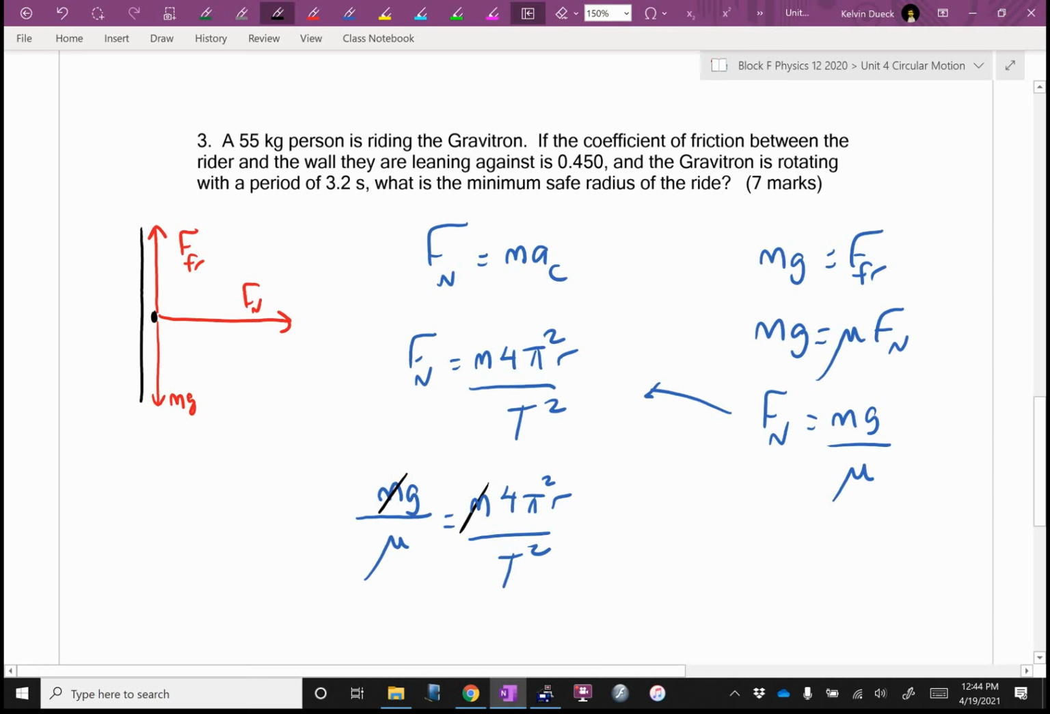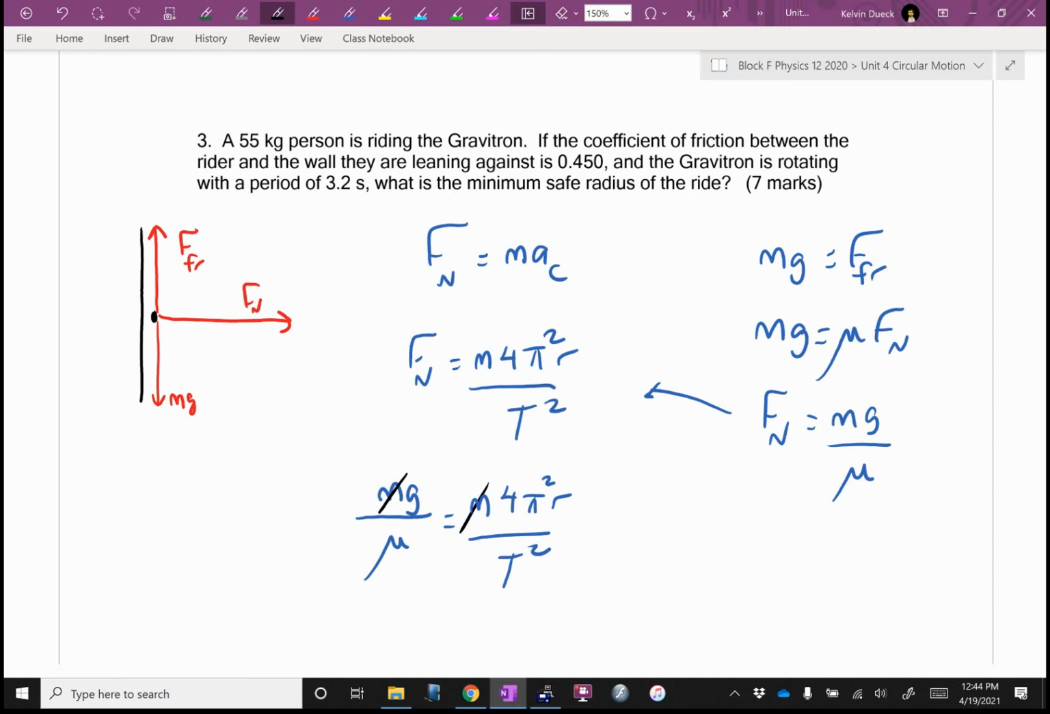As far as I'm concerned, for this one, there are 1, 2, 3, 4 variables. That should sound kind of familiar. If I give you 3, you can find the 4th. Or instead of giving you the period, I could have given you the speed, and you would have used the v squared over r one, which is less work. But again, in that one, you'll find there are 4 variables. If I give you any 3, you can find the 4th.